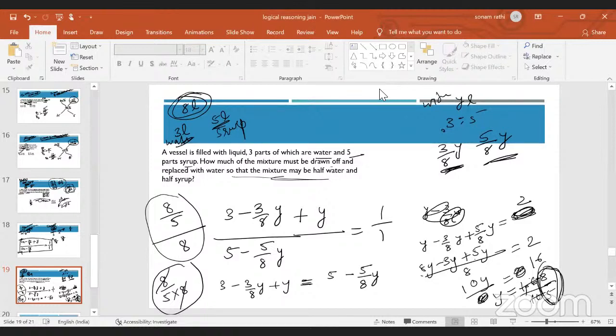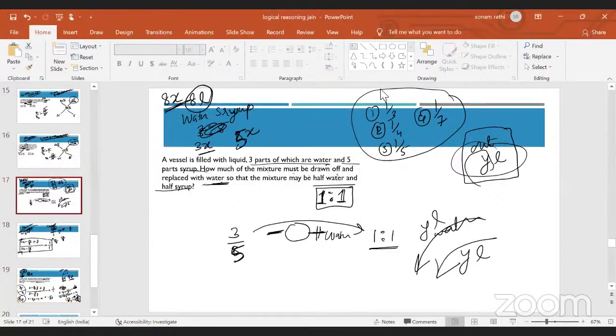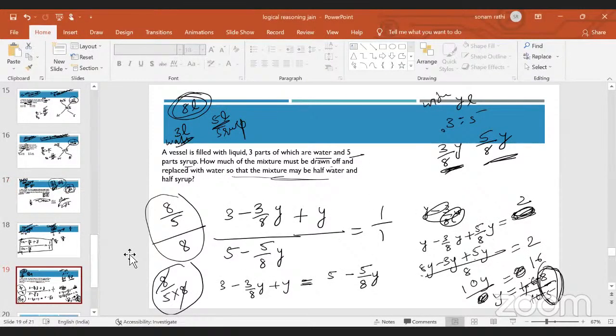So where is the answer option? Answer is 1 by 5. Right? Answer is option 3, 1 by 5. Everyone please note it down carefully. Slightly tricky, but good question.